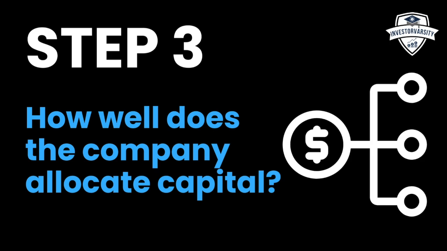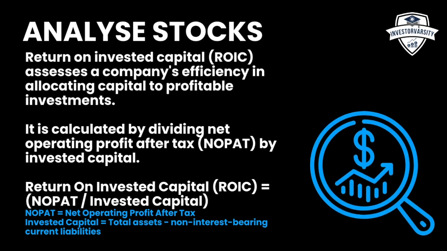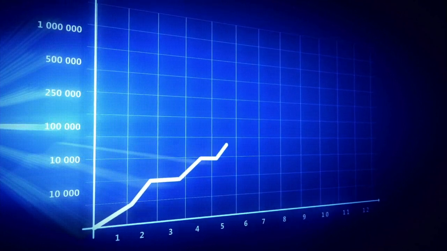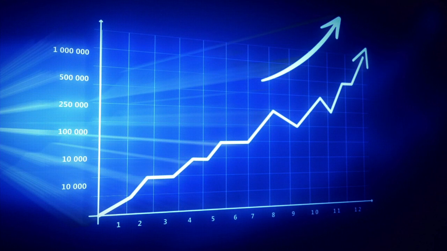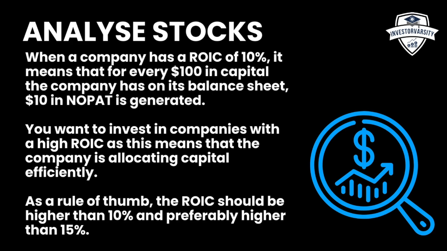Step 3. How well does the company allocate capital? Return on invested capital assesses a company's efficiency in allocating capital to profitable investments. It is calculated by dividing net operating profit after tax, or NOPAT, by invested capital. Return on invested capital gives a sense of how well a company is using its capital to generate profits. When a company has a return on invested capital of 10%, it means that for every $100 in capital the company has on its balance sheet, $10 in NOPAT is generated.